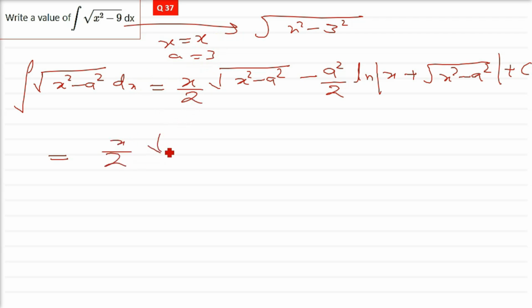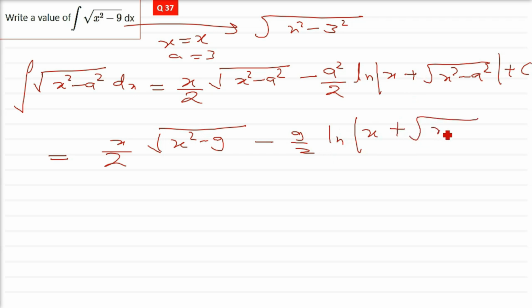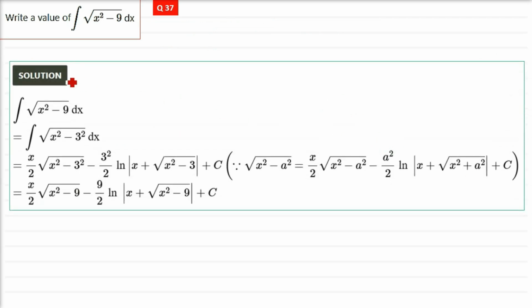So x by 2 under root of x square minus a square, which is 9, 3 square, minus 9 by 2 ln modulus of x plus under root x square minus 9, plus a constant of integration. So this is your straightforward result. We are just applying the formula which we have learned in the earlier discussions. So just use those formulas and you can get the result easily.